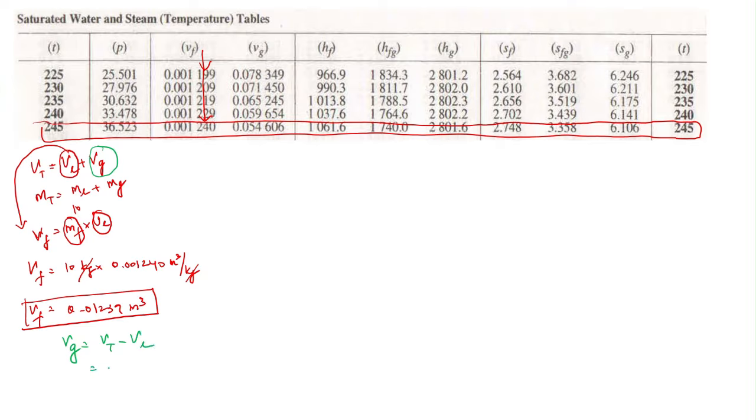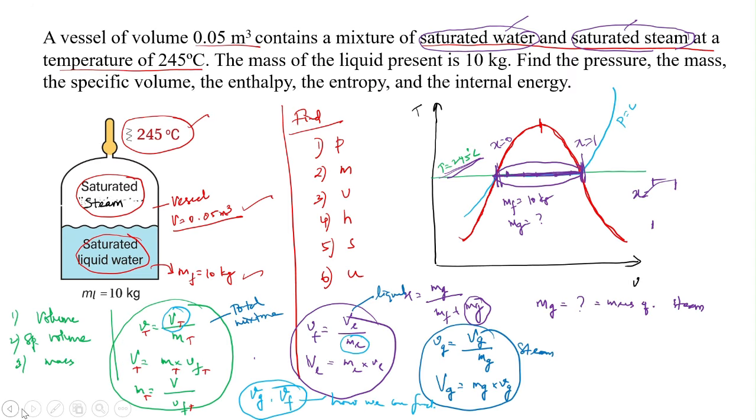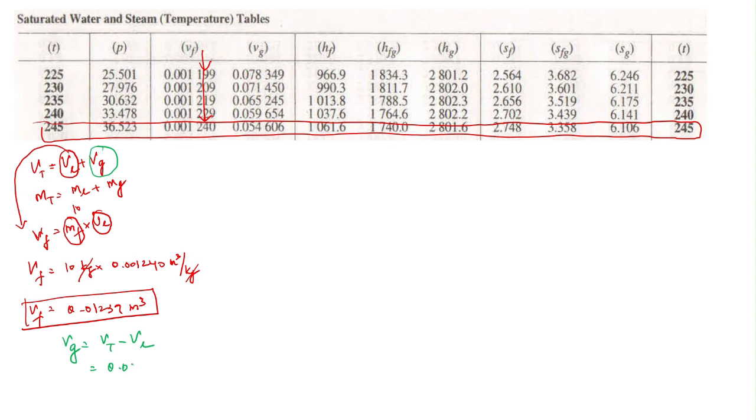So total volume is equal to 0.05 meter cube, already given in the problem. So 0.05 minus 0.01239. From that you find Vg is equal to 0.03761 meter cube. Okay, here you find the total volume of liquid and total volume of gases. So from that you are going to find the mass of the particular substances.